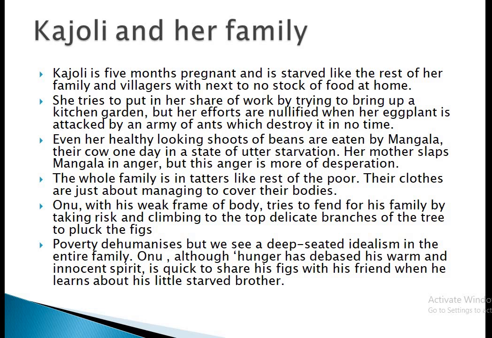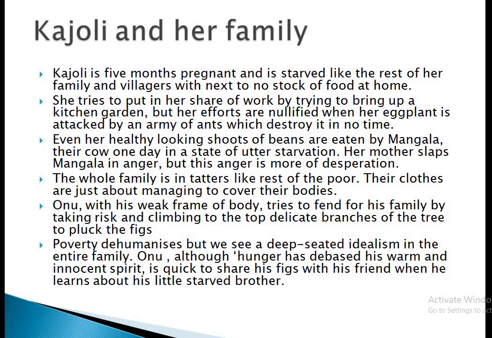In this chapter, we come in close contact with Kajali and what is happening with her family. We see Kajali is 5 months pregnant, and she is also starving like the rest of her family and the rest of the villagers. There is hardly any food stock at home. She tries to put in her share of work by working on the plants, the little kitchen garden she takes pride in.